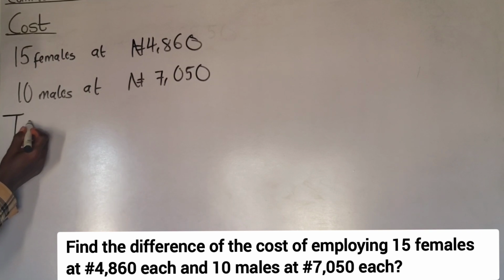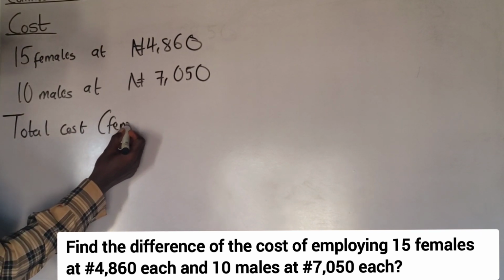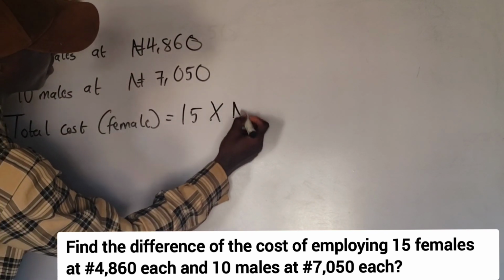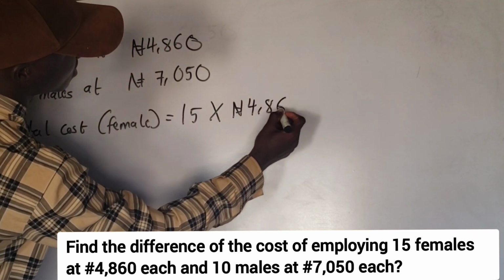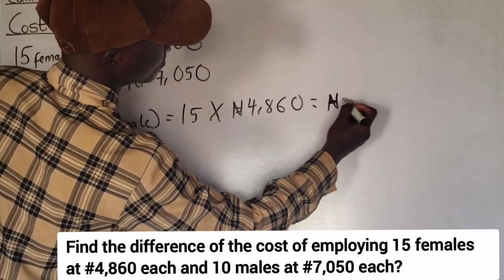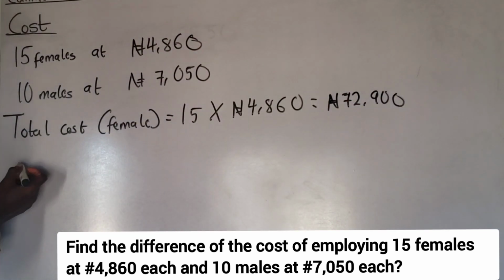The cost of employing females will now be 15 multiplied by 4,860. 15 multiplied by 4,860. That will give us 72,900. Okay, this will be 72,900.